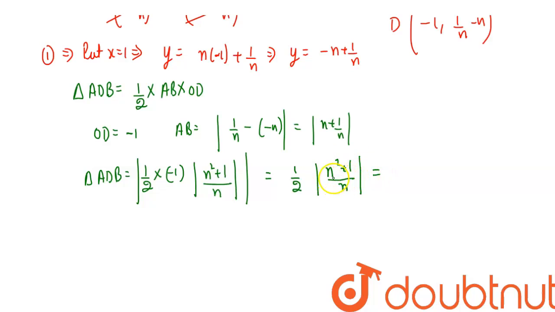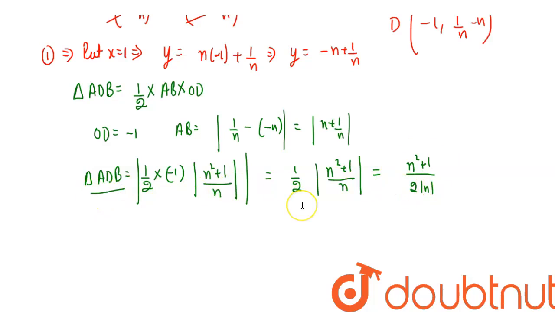We know that n square plus 1 is greater than 0. Since n square plus 1 is greater than 0, we can remove this from the modulus. So we get the area of the triangle ADB as (n square plus 1) whole divided by twice the modulus of n. So here we have got this as the area of the triangle ADB.